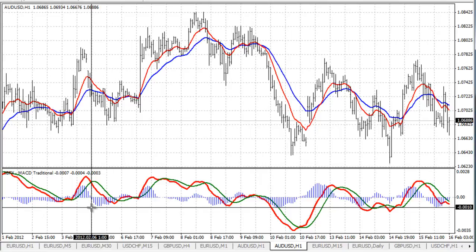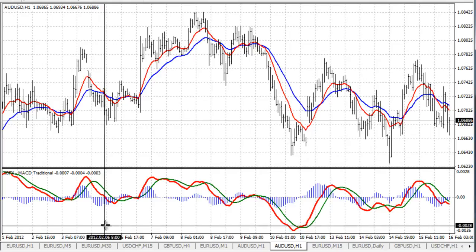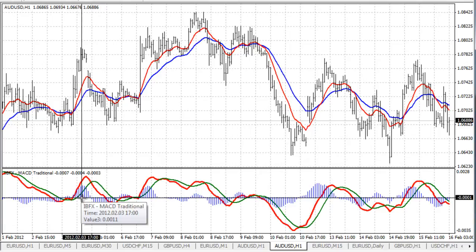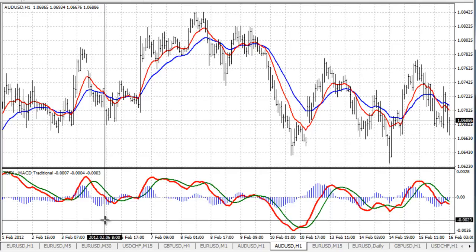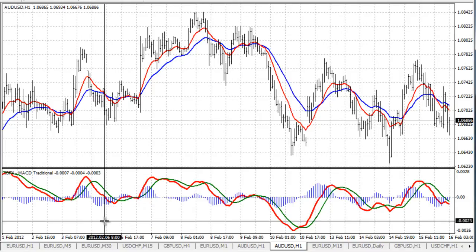Something else to look out for is when the MACD line crosses the zero level. So this horizontal line running through here is at zero. We can see the red line here, which is our MACD, crosses zero at this point. Now this is indicating that the 12 and 26 period exponential moving averages are at the same level. So it's a turning point, a changing point in the trend.